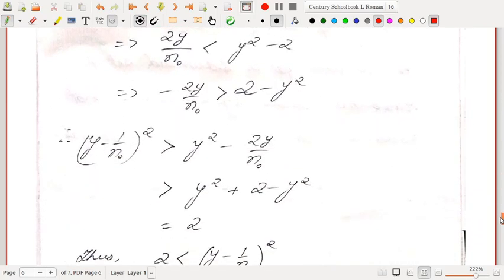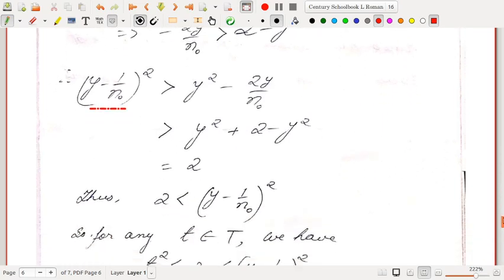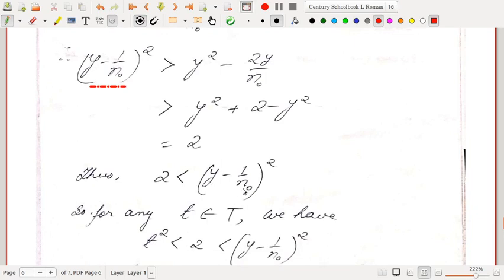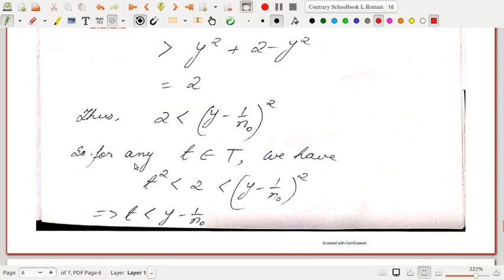So you multiply both sides by minus 1, we get minus twice y by n naught is strictly greater than 2 minus y square. So from above we can write (y minus 1 by n naught) square is strictly greater than y square minus this, which is strictly greater than 2. That means we have got 2 is strictly less than (y minus 1 by n naught) whole square. So for any t inside capital T, we have t square less than 2. This is by definition, and here we have got that 2 is always less than this. So ultimately t is less than y minus 1 by n naught.